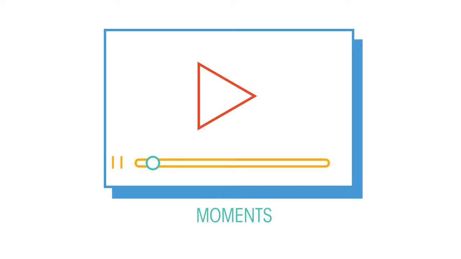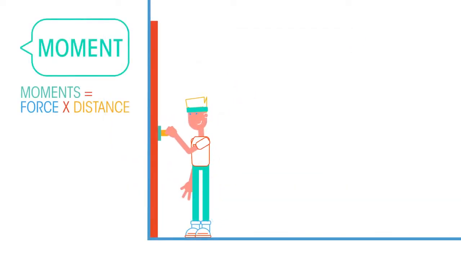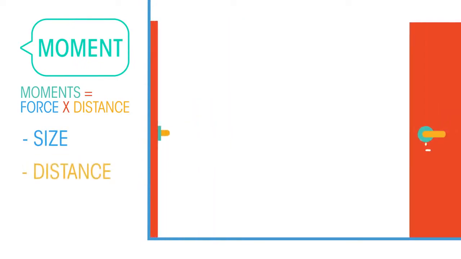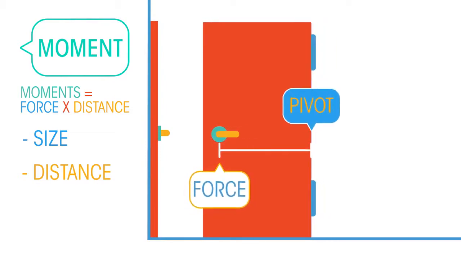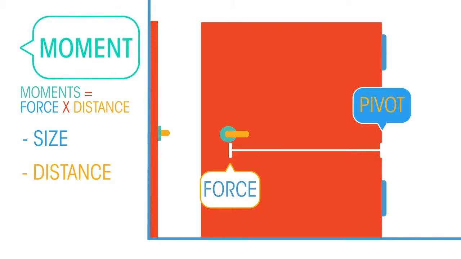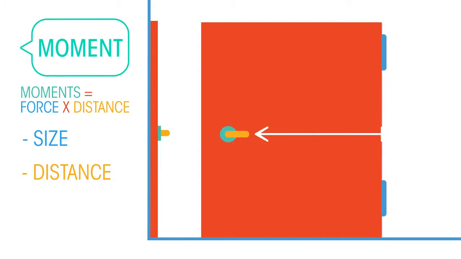This turning force is known as the moment of the force. For more information on moments, watch this video. The moment of a force depends on the size of the force and the distance between the force and the pivot. The greater the distance between the force and the pivot, the greater the moment of the force. This explains why a door handle is as far away as possible from the hinges in order to increase the moment of the force.